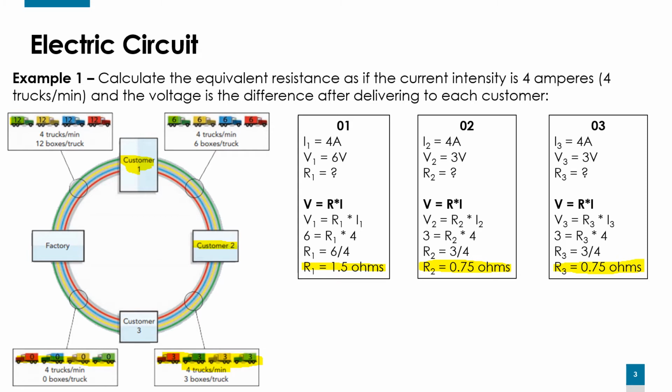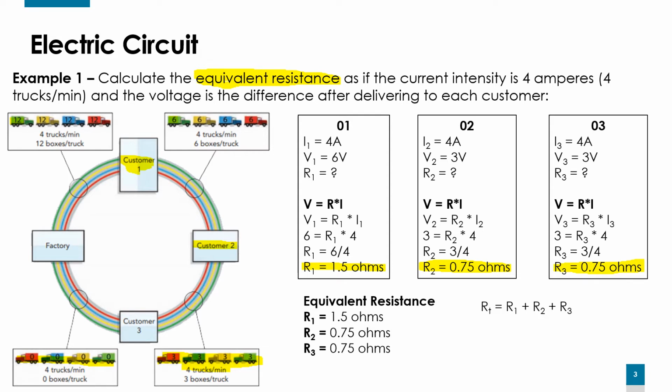Okay, but now it's not over because I'm asking you for the equivalent resistance. To calculate the equivalent resistance, I must have the resistance of each of the parts. Here, I need to identify whether this is series or parallel. This is a series. If it's in series, my equivalent resistance is going to be the sum of them. So I'm going to list all the resistances that I calculated: R1, 1.5, R2, 0.75, and R3, 0.75.